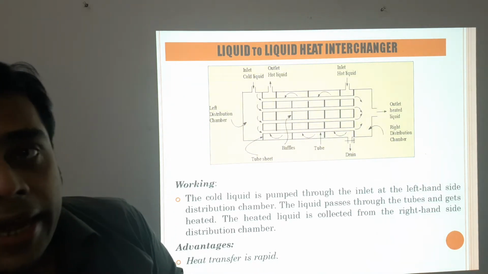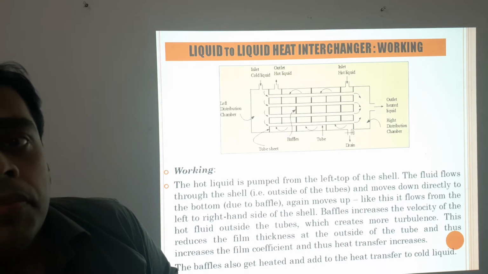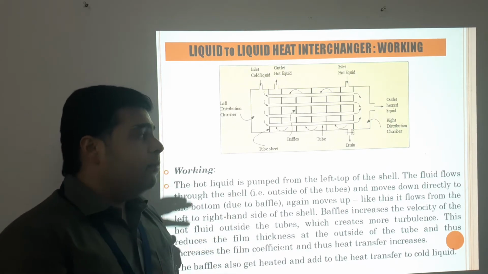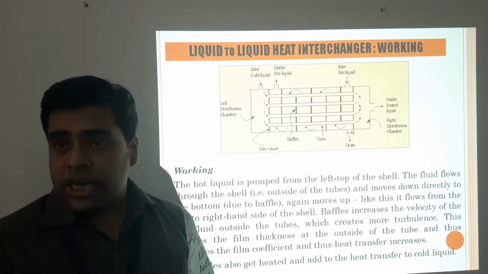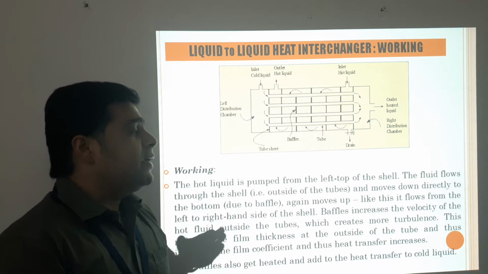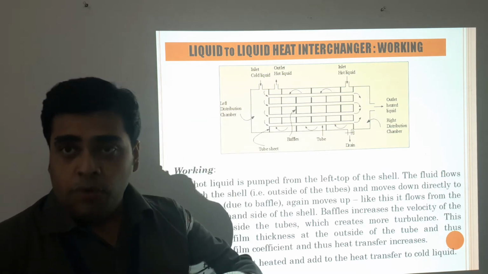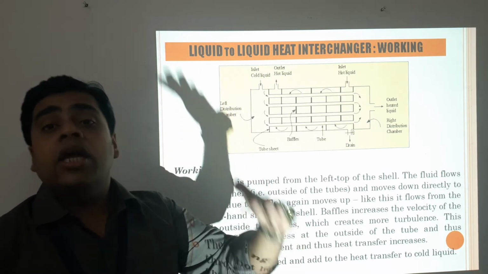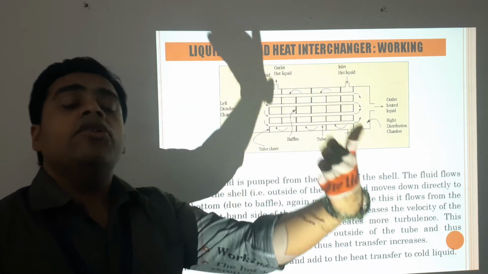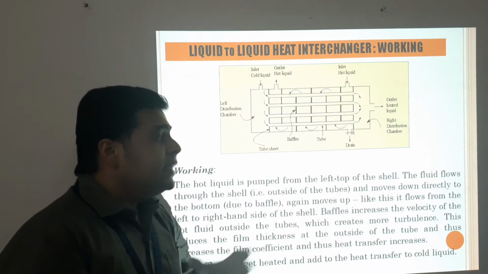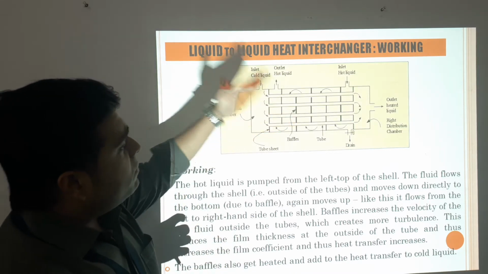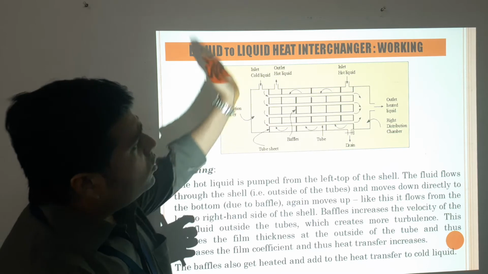Come to its working. Now the hot liquid is pumped from the left to the top of the shell, left top of the shell. The fluid flows through the shell, that is outside of the tubes, and moves down directly to the bottom due to the presence of the baffles, and it again consequently moves up like this. It flows from the left to the right hand side of the shell.